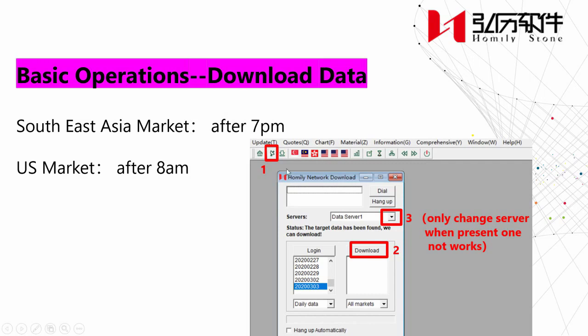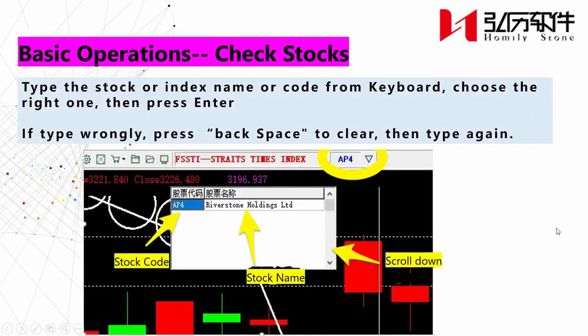So when we download data, first step, we click this icon. And the second, we just click download. So we can download automatically. And according to today's data and the signal, we will know what to do tomorrow. The third one, usually no need: if we cannot download data using server 1, you can click this triangle to change to another server and try downloading again. But usually 1 is enough. Okay, this is the download data.